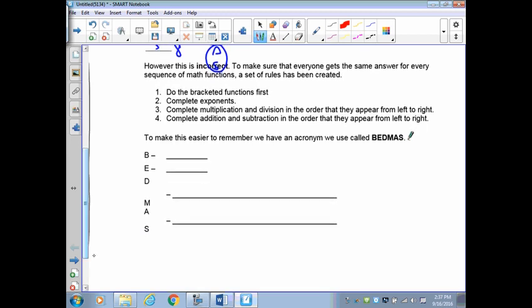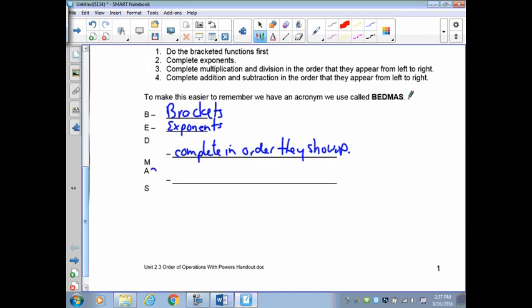So what does BEDMAS stand for? Well, it's really simple. Brackets, exponents, divide and multiply occurs, or complete them in the order they show up. All right? And adding and subtracting is the same thing. These two are in the order they show up. They are a group. They are not an order. So you do not add before you subtract. You have to take a look at whatever's there first, addition or subtraction, and do that.